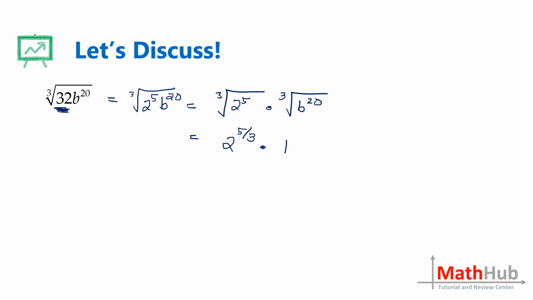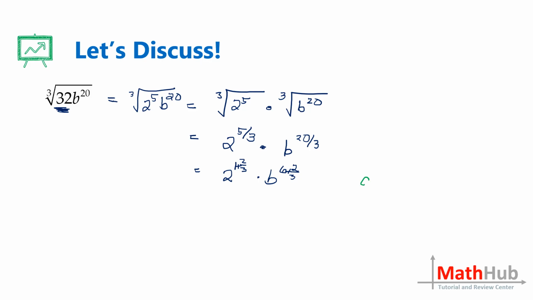And then, this one is b raised to 20 over 3. Now, what is 5 over 3? In mixed form, that is 1 and 2/3, right? And 20 over 3 is 6 and 2/3. What does it mean to have 1 and 2/3? Take note that this means 1 plus 2/3. So what I will do next is split this 2 raised to 1 plus 2/3.